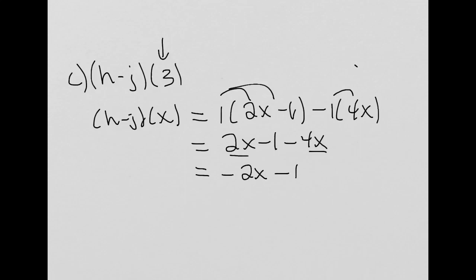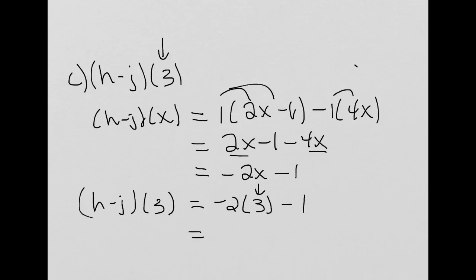If I want to find h minus j of 3, now I need to take my formula that I've just developed and plug a 3 in for the x. So I've got negative 2 times, there's an x, so I'm going to plug a 3 in, and then minus 1. So if I do that, negative 2 times 3 is negative 6, and then minus 1 gives me negative 7 for a final answer.